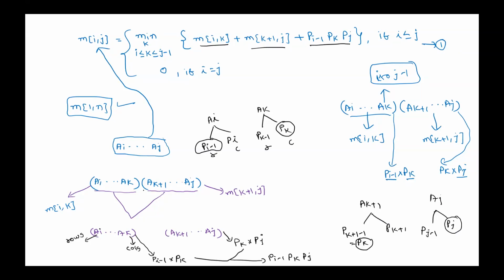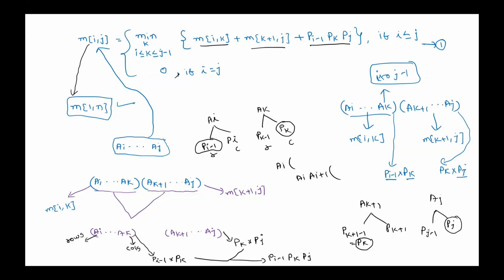But k can be anything, no? If I put the parentheses like this, left side one matrix means k equals i. If left side two matrices are there, then k equals i plus 1. Like this, k can vary from i to j minus 1. If i equals j, how many scalar multiplications are required? We are not doing anything, hence it is 0. So what is the value that we need to calculate to find the product? M of 1 comma n. Is that correct?